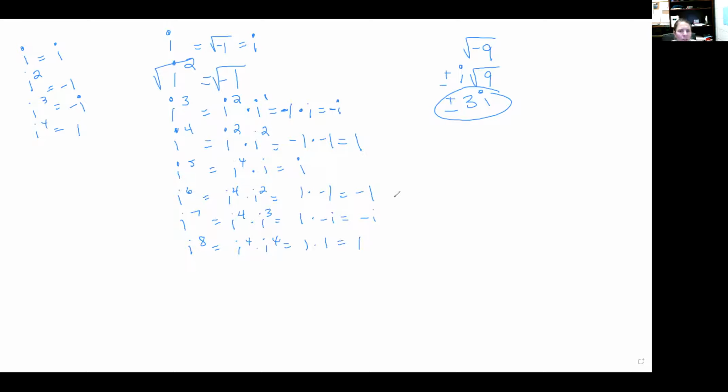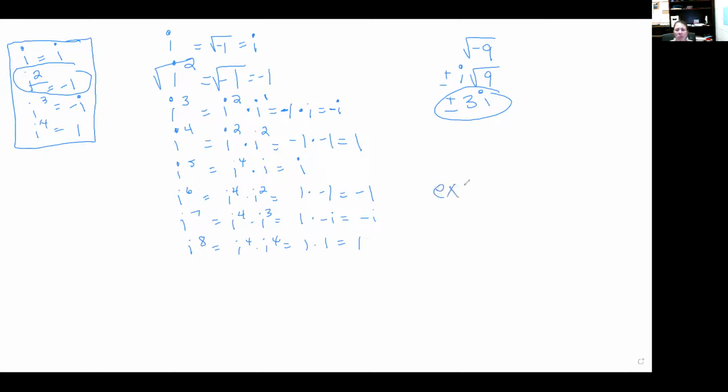Do we see a pattern here? I see a pattern. Look, it goes i, -1, -i, 1. i, -1, -i, 1. So these are the 4 that you really need to know, okay? You need to know these 4. Really, the first one, i squared equals -1, is the main one you need to know, because you can determine the other 3 just based off that first piece of information. So if you know these 4, you can determine any i that I give you.